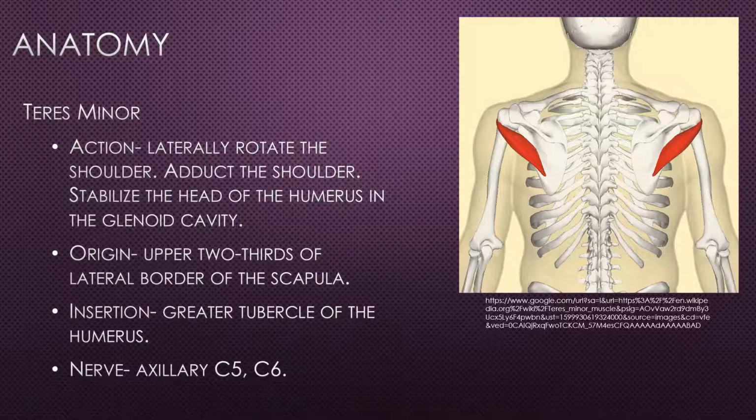The action of the teres minor is to laterally rotate the shoulder, adduct the shoulder, and stabilize the head of the humerus in the glenoid cavity. It originates in the upper two-thirds of the lateral border of the scapula. It inserts on the greater tubercle of the humerus. The nerve that innervates this muscle is the axillary, C5 and C6.